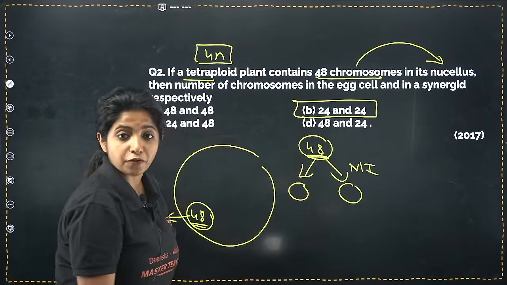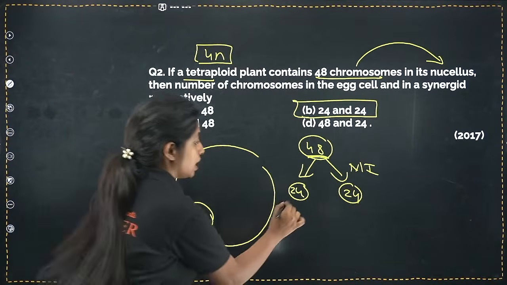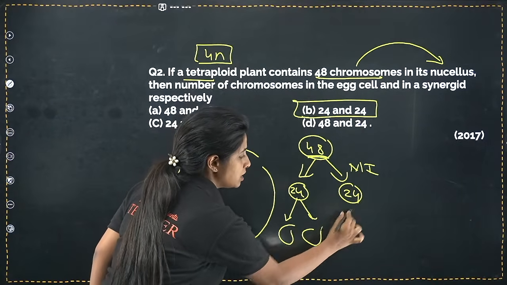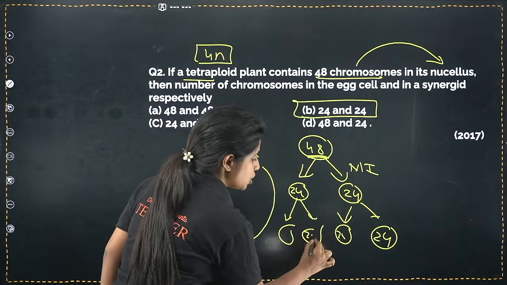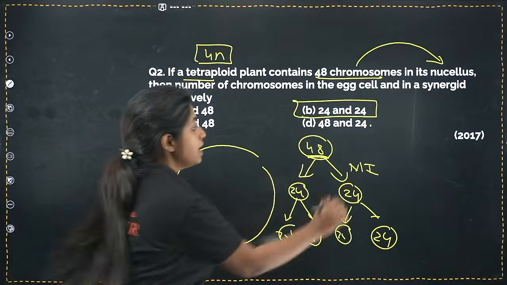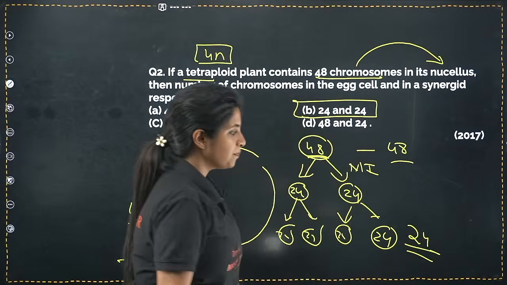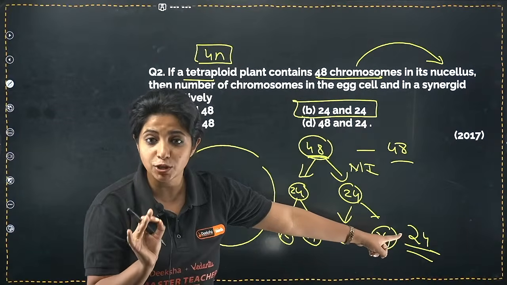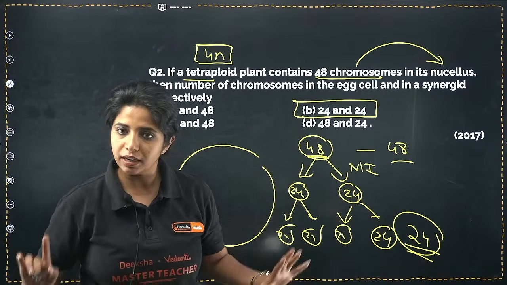Half, it becomes half. 48 becomes what? 24 in the first round of meiosis itself. In the second round of meiosis, you get 4 cells. Whatever you do, at the end of it, you are going to get cells which have half the number of chromosomes. So if it was 48 over here, at the end you will have 24. The egg cell, which is a gamete, will also have 24 chromosomes. Done.